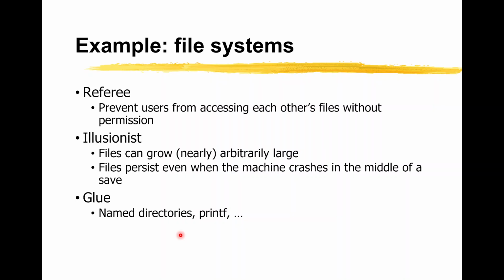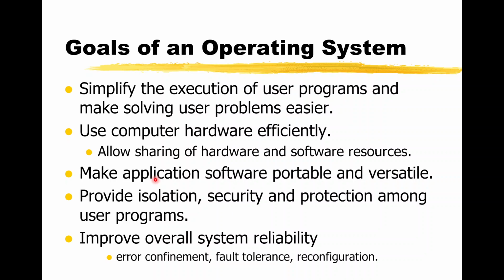Now, we also have an example of a file system. We have the operating system here. The referee prevents users from accessing each other's files without permission. That's what a referee does. The illusion is that files can grow nearly arbitrarily large. Files are specific to the machine in the middle. And we also have directories, and now the goals of an operating system.